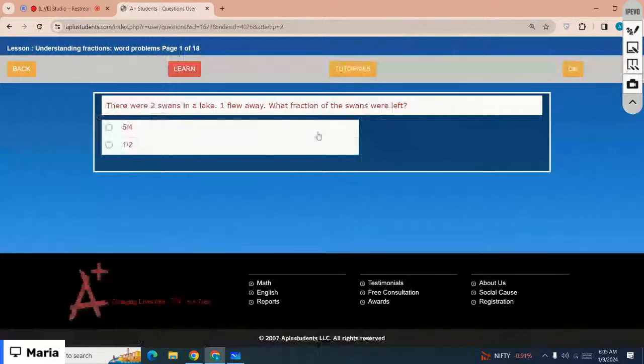There were 2 swans in the lake. One flew away. What fraction of the swans were left? Which is the correct option? The total swans were 2, right? And one of them flew away. The question is what fraction of the swans were left? So when one flew away, you are left with only 1 out of 2, right? Because the total is 2. So you are left with 1 out of 2. The correct option is 1 out of 2. Got it?